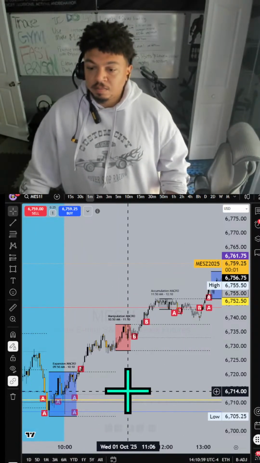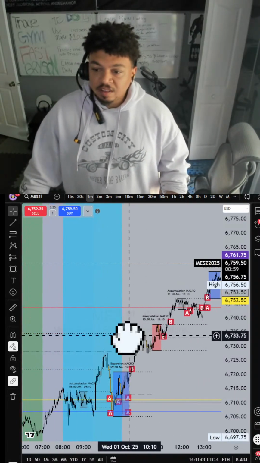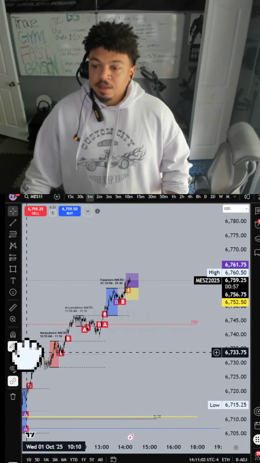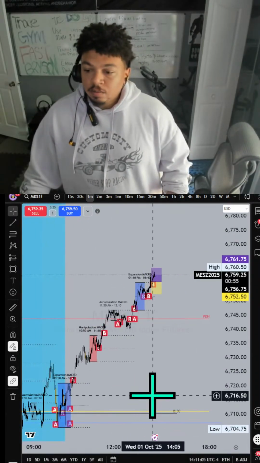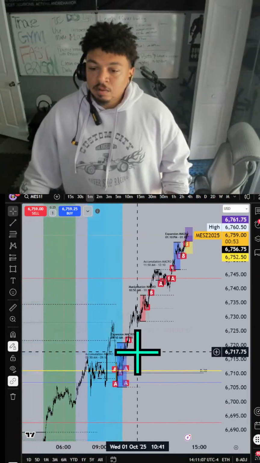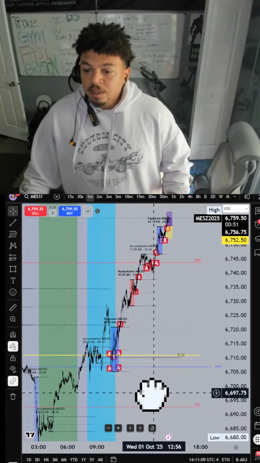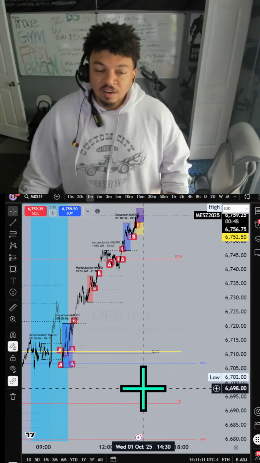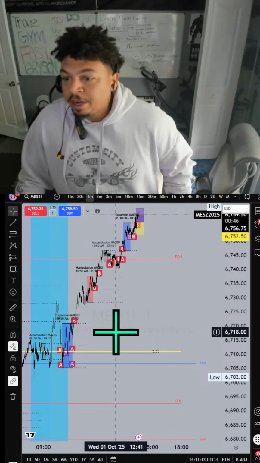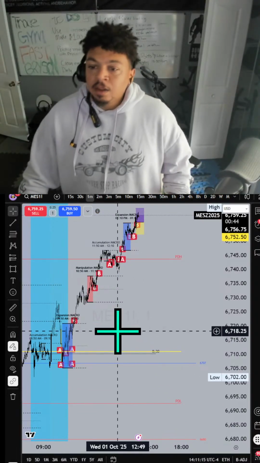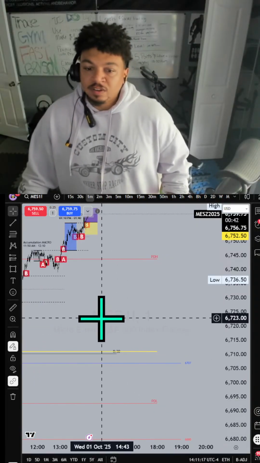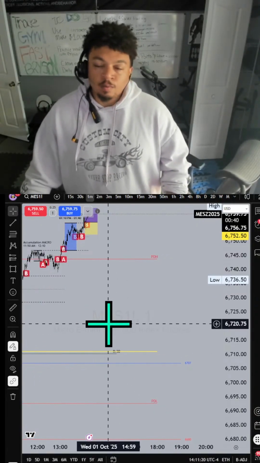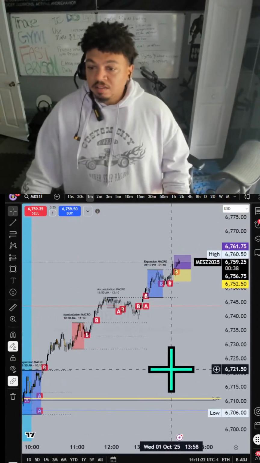Yes, ICT concepts. Any level that I have marked is a level that ICT calls a PD array. Every previous day high, low, midnight open, 8:30, London high, low, session high, low, Asian high, low, those are called PD arrays. Also fair value gaps, breakers, order blocks, macro high, low, midpoint. Every single one of those is an ICT PD array. So I'm using ICT concepts.